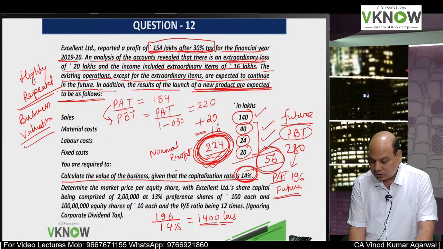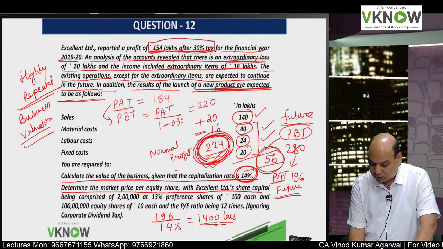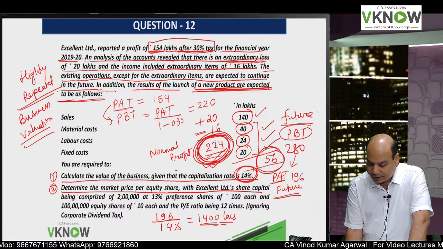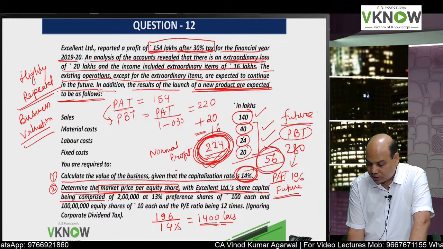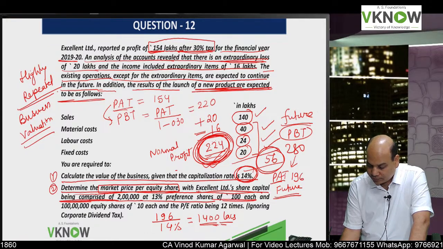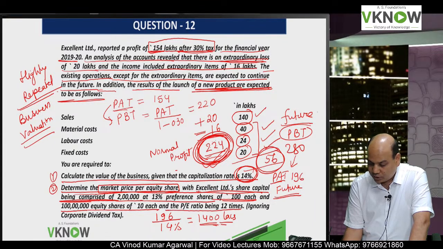Okay, so the first answer will be 1400 lakh. Second question, this is first question, this is second question. Determine the market price per equity share. Valuation of share now. With Excellent Limited share capital being comprised of 2 lakh at 13% preference share of 100 each and 100 lakh equity share of 10 each, and the P/E ratio being 12 times.